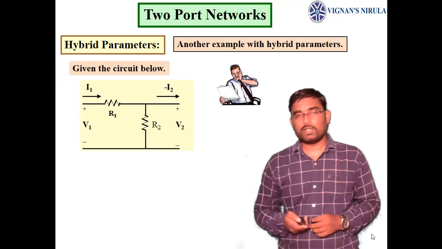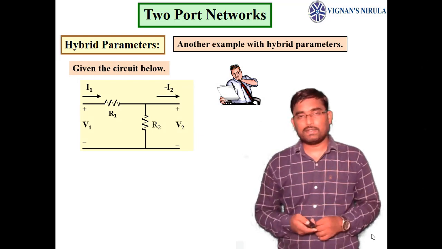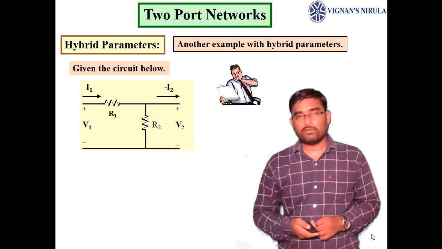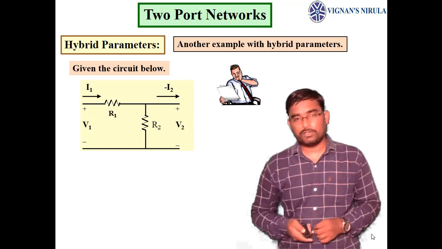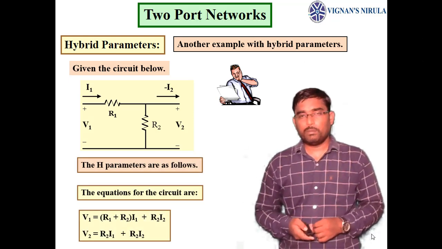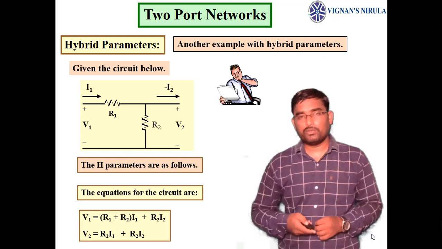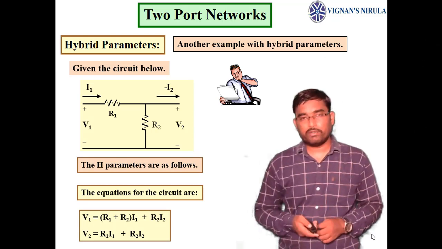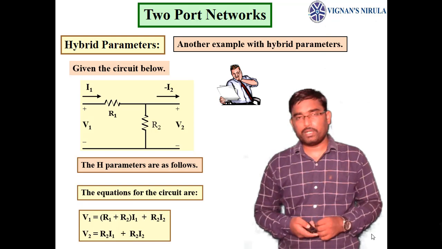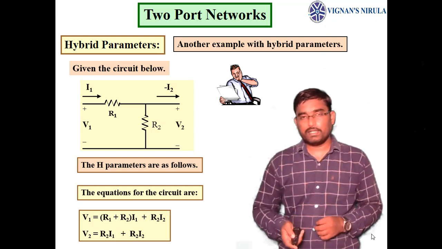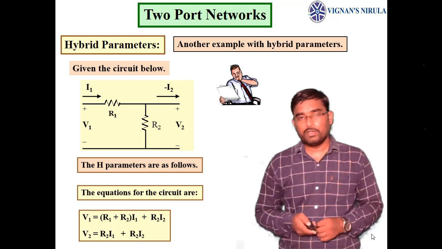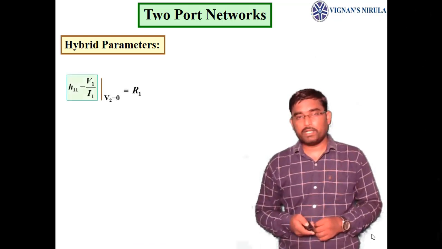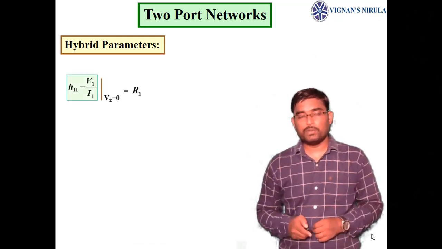Now let us take one more circuit which has R1 resistance and R2 resistance. Port 1 variables are V1, I1, and port 2 variables are V2, I2. For this we need to find the H parameters. Applying KVL for the left side loop gives V1 equals (R1 plus R2) into I1 plus I2 into R2, and applying KVL for the right side loop gives V2 equals R2 into I1 plus R2 into I2. So these two are the equations obtained by applying KVL for the two loops.